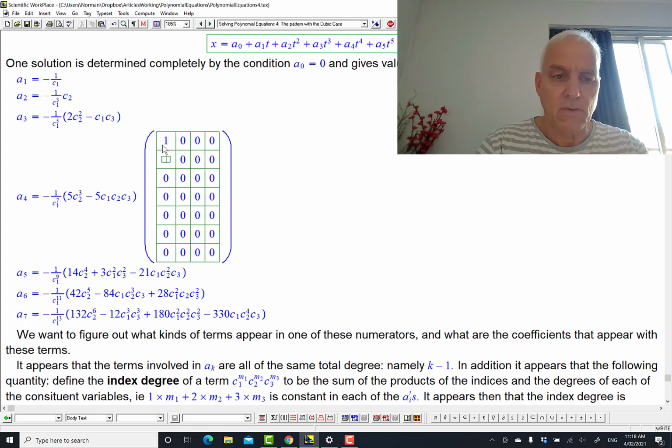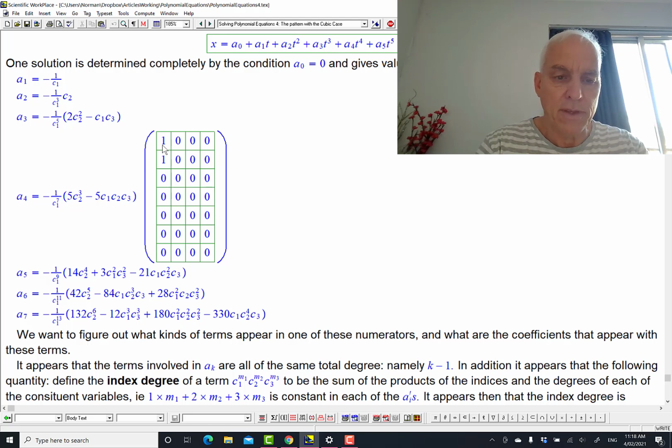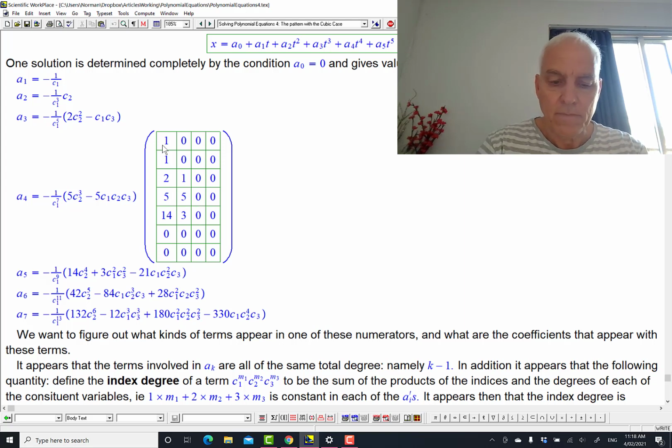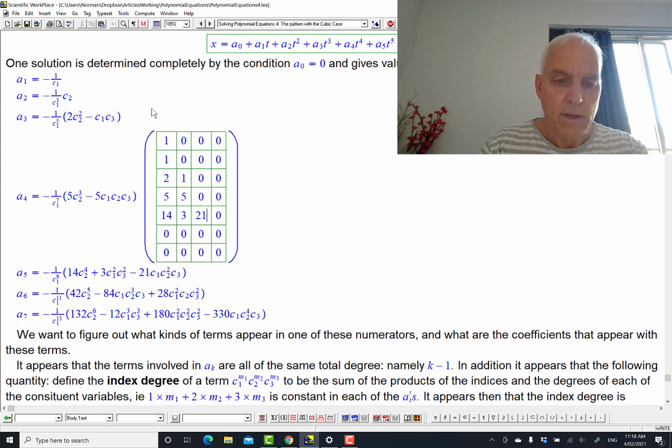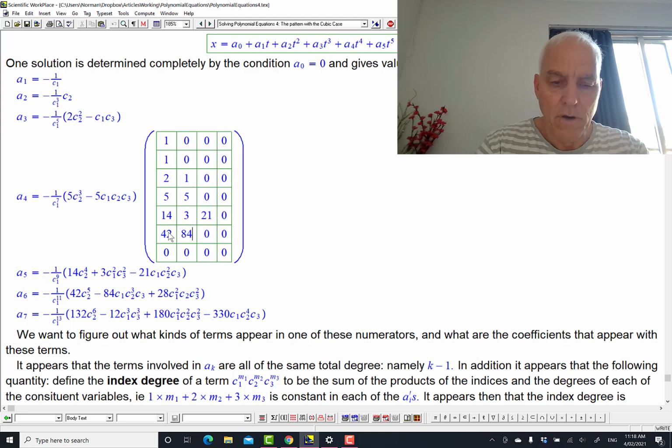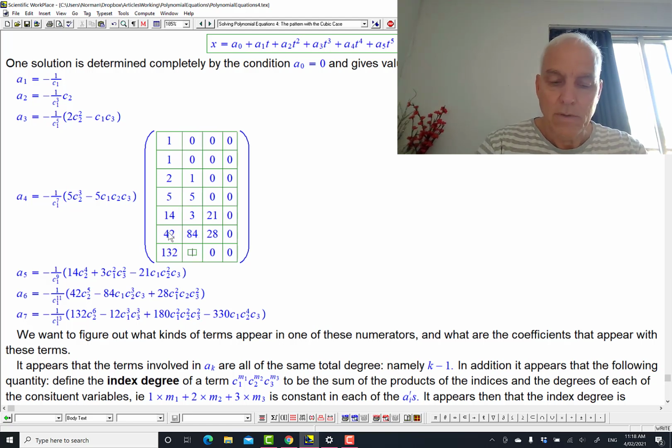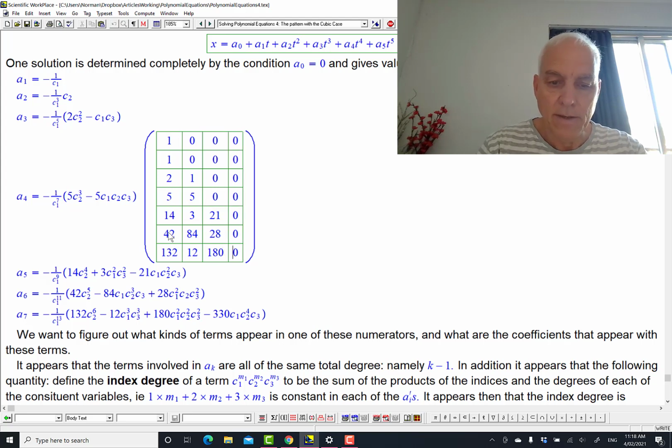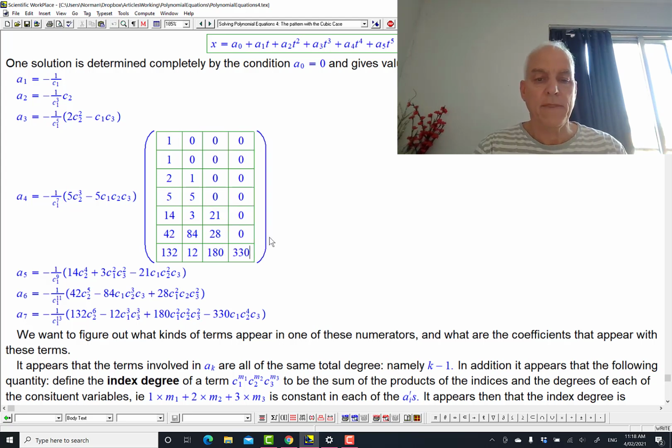Okay, there's a 1, there's a 1, and I'm going to ignore the signs. 2 and 1 appearing there, and then on the next row we have a 5 and another 5, and then a 14 and a 3 and a 21, and then a 42, an 84, a 28, 132, a 12, 180, and a 330. Okay, that's really capturing the coefficients that appear.